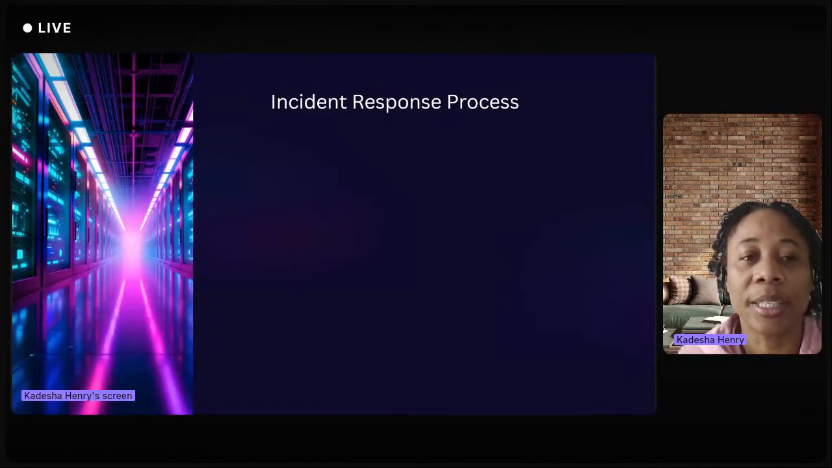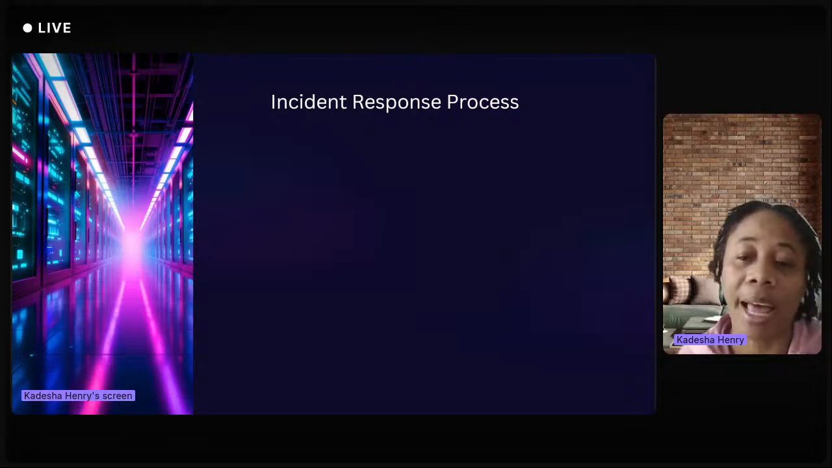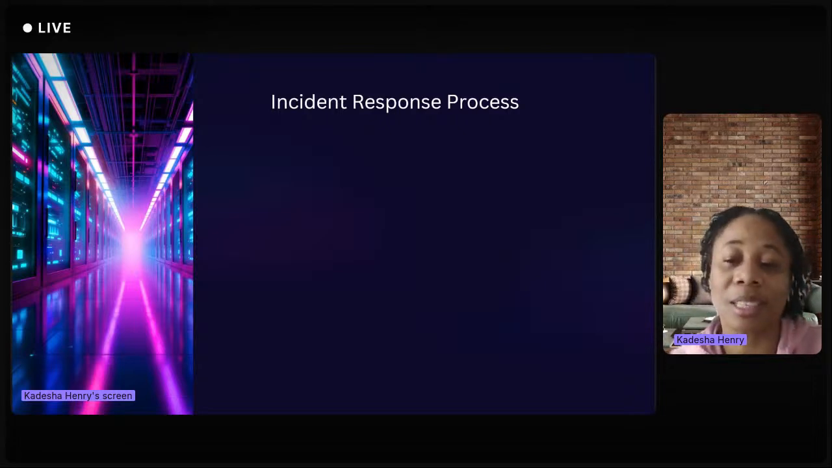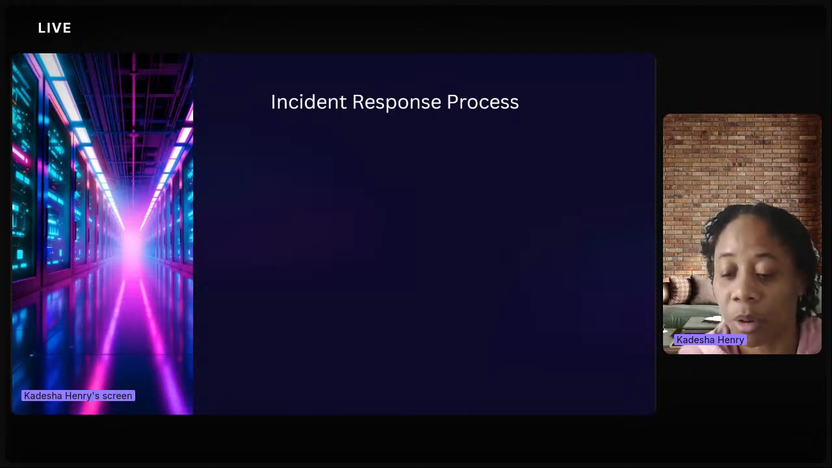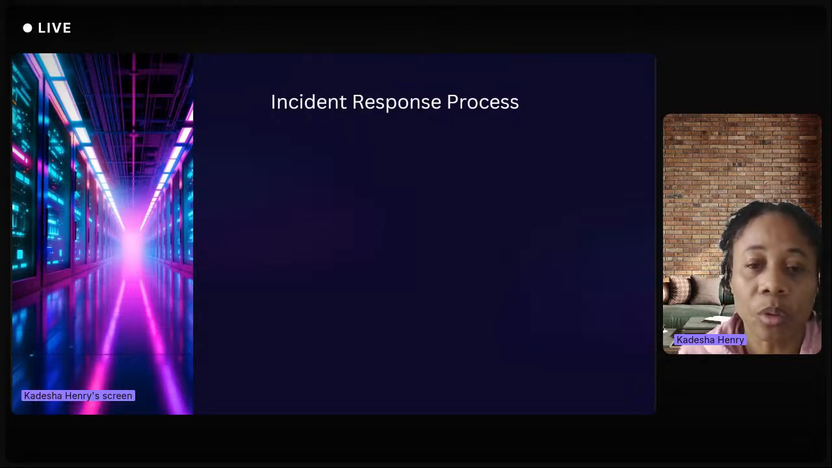We are going to be looking at today the incident response process, or incident response plan. Some people call it incident response process, some just say incident response, okay? It doesn't matter how we say it, but that's what we are going to be looking at today.